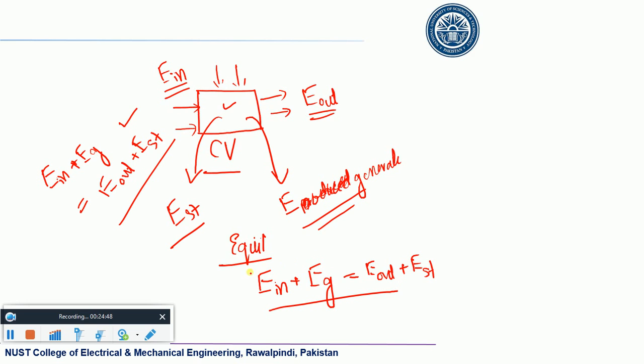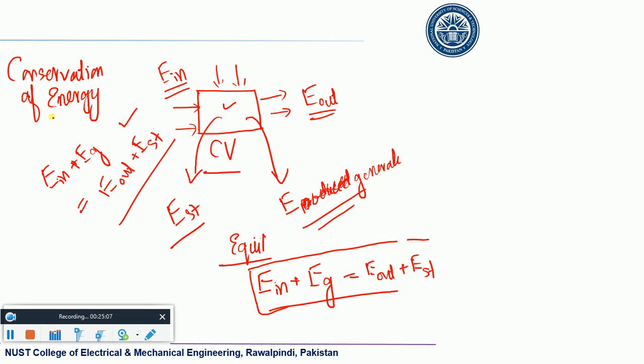So this is basically what? This is the mathematical form of which law? First law of thermodynamics. And this is also known as the law of conservation of energy. Okay. So at least now you know the mathematical form of conservation of energy.